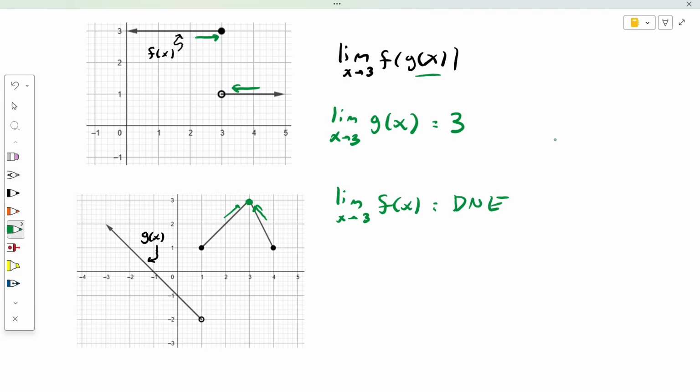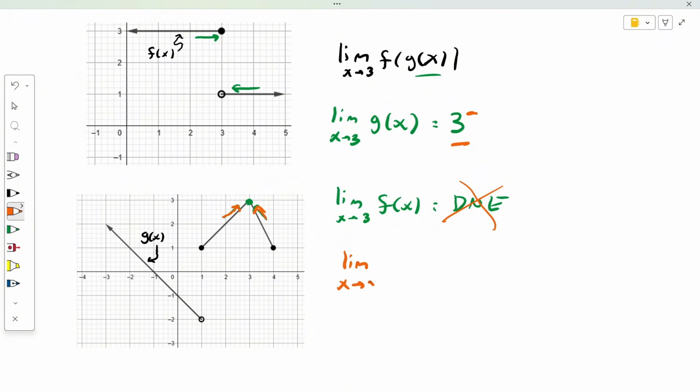But the answer to this is not "does not exist." And the reason for that is we have to look back at this first function here. We said that the limit equals 3, but if we look at this, both sides of this function are approaching from the negative side, or less than the value of 3. So we can think about this as the limit as x approaches 3 of g of x is actually equaling 3 from the left, from the negative side.